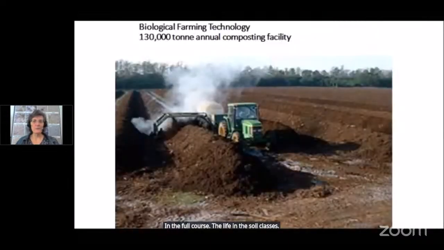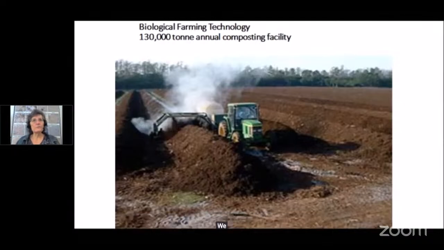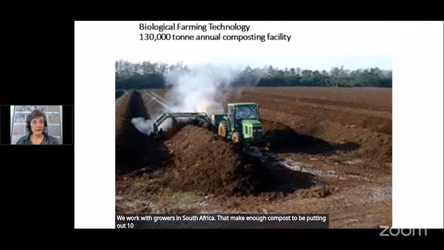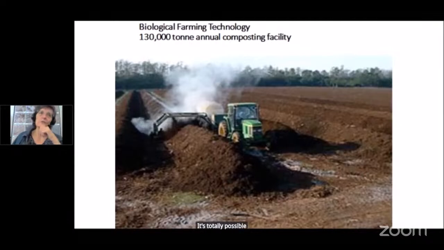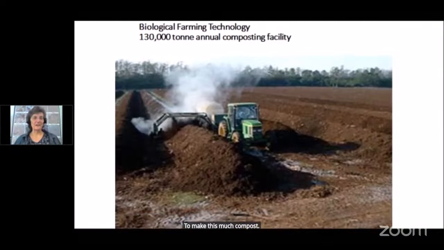So, another composting operation. People tell me that you just can't make that much compost. Want to bet? We work with growers in South Africa that make enough compost to be putting out 10 tons per acre on all of their 300,000 hectares of land. It's totally possible. You have to have 300,000 hectares of land to have enough waste material to make this much compost, but it's entirely possible.